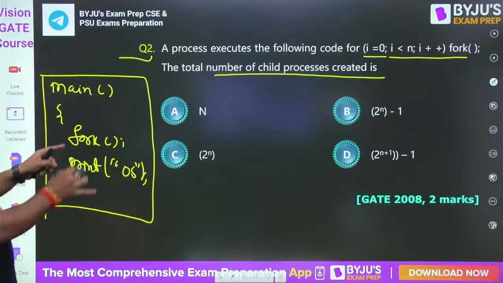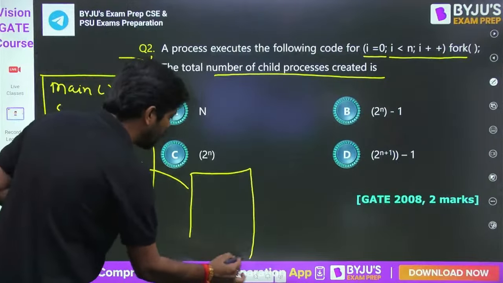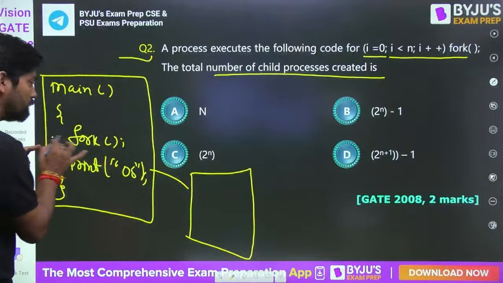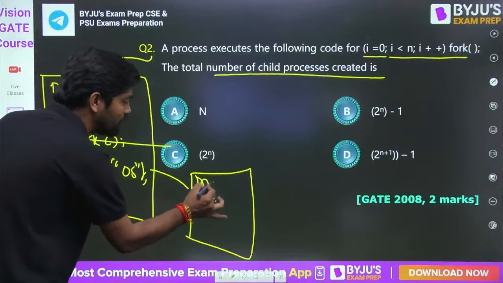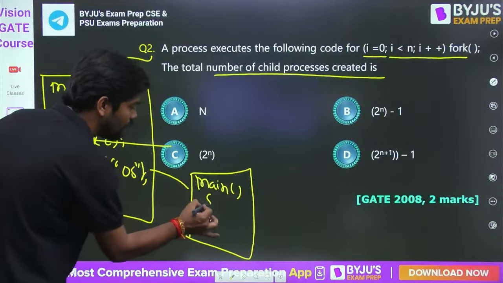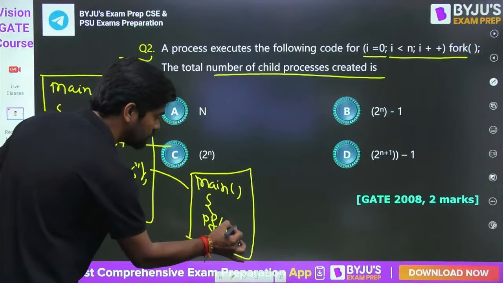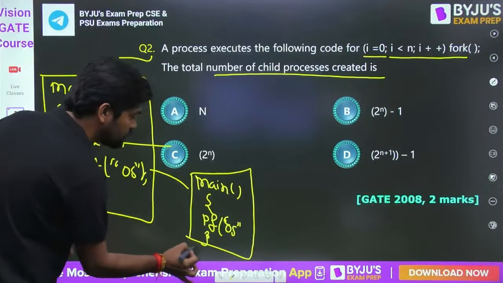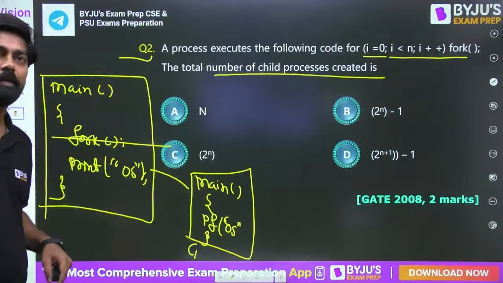So see here, fork. What it will do, my dear friend, is create one child process. This fork system call will create one child process. And you can write the same thing without fork: main, printf OS. So this is nothing but the child process. Are you getting my point?